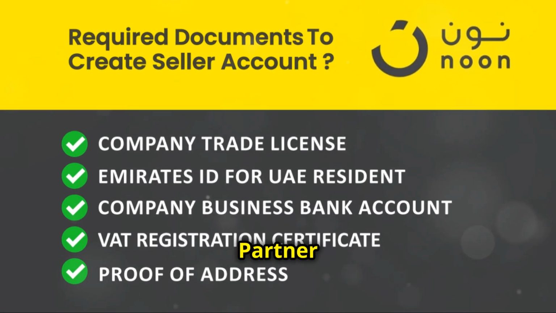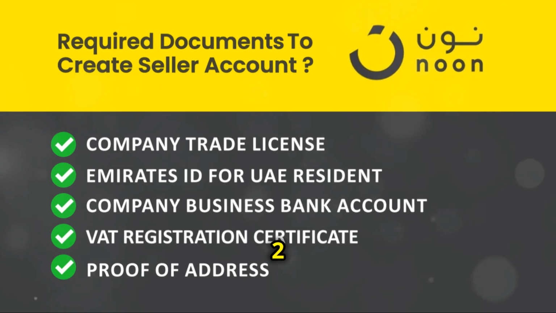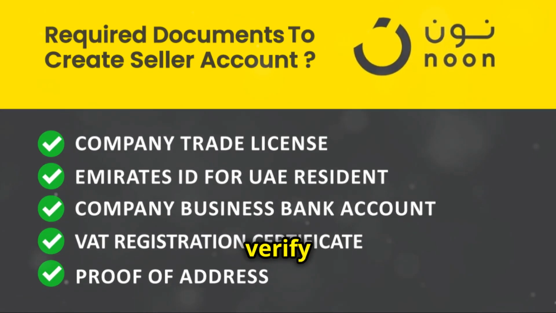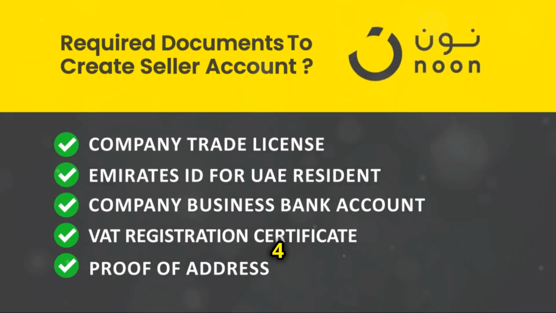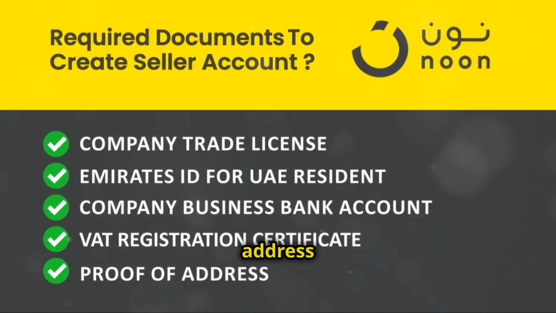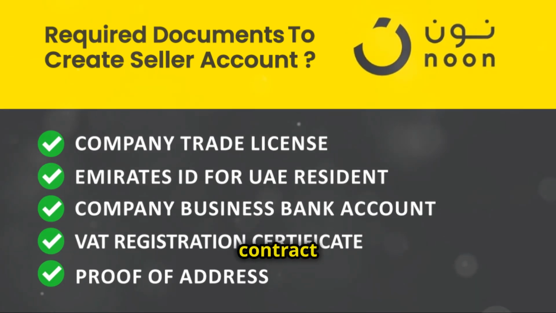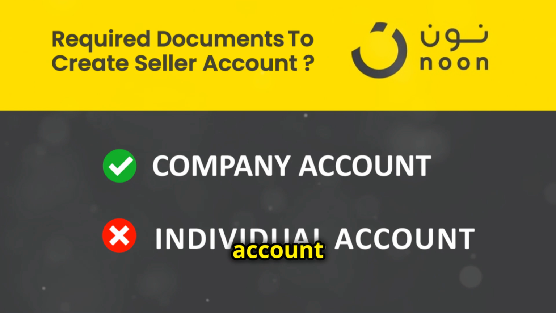To become a Noon partner, you'll need: 1. A valid trade license registered in the UAE. 2. A valid Emirates ID to verify your identity. 3. A business bank account to receive payments. 4. A VAT registration certificate, if applicable. 5. Proof of address, like a utility bill, tenancy contract, or business address. These are all the documents required to create your seller account on Noon.